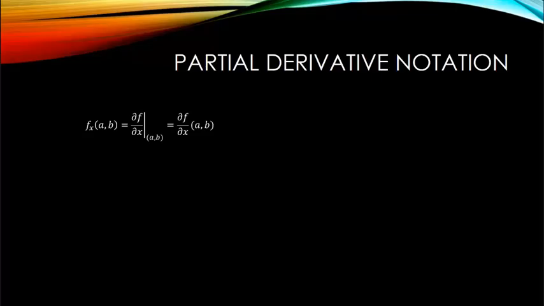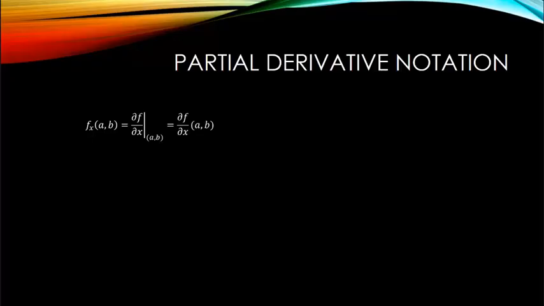The notation can vary depending on the source. I could have f_x of (a,b), I could have partial derivative notation where it looks like a little backward 6 of f over a little backward 6 of x evaluated at the point (a,b).